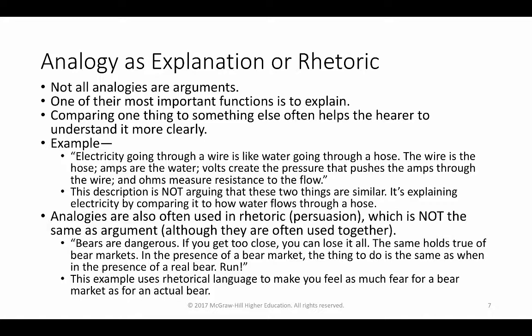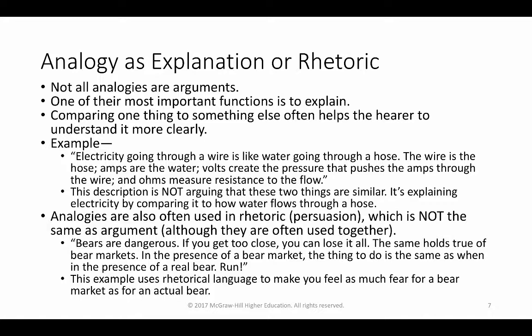Here's an example. Electricity going through a wire is like water going through a hose. The wire is the hose, amps are the water, volts create the pressure that pushes the amps through the wire, and ohms measure resistance to the flow. This is not an argument, it's an explanation. This description is not arguing that these things are similar. It's attempting to explain the flow of electricity through a wire by comparing it to the flow of water through a hose.